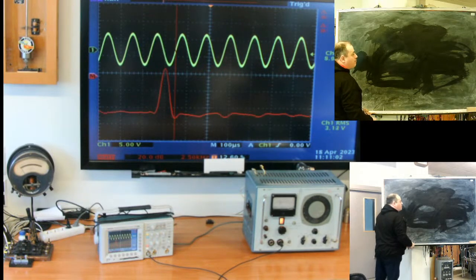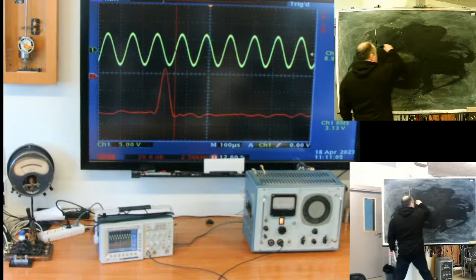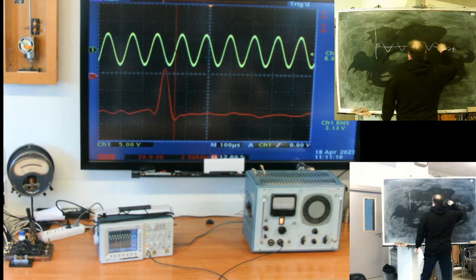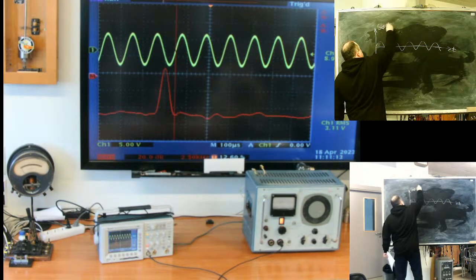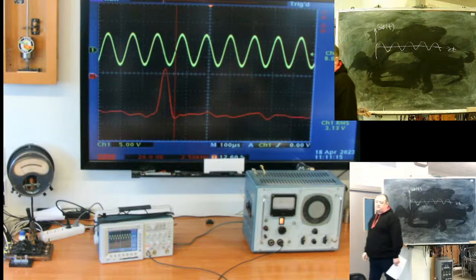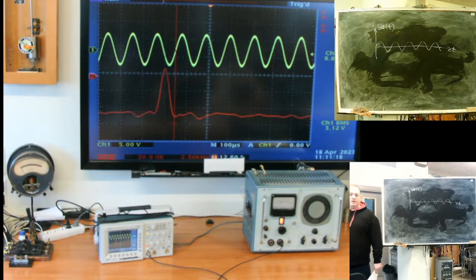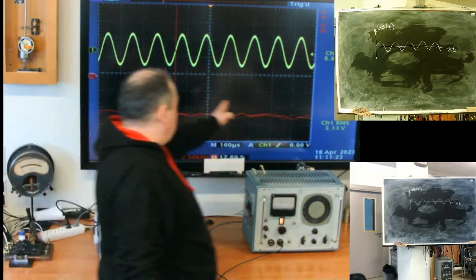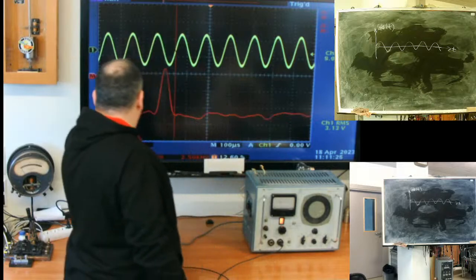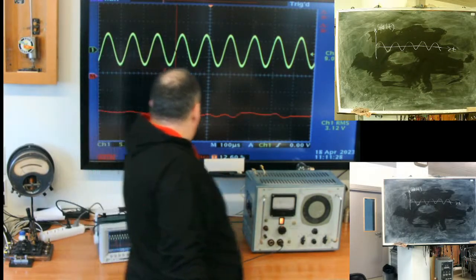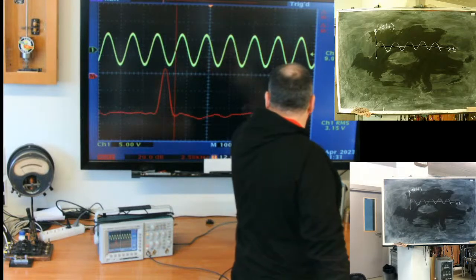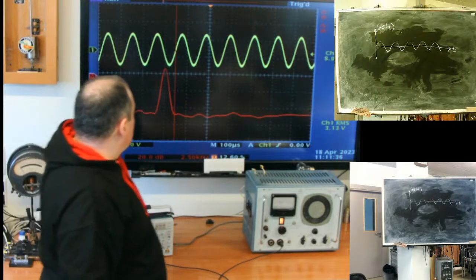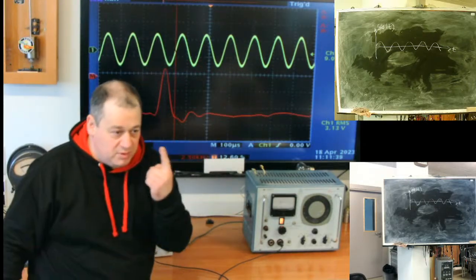But there is a problem. Time is 0 at the start. Can we observe the signal in infinite time? No. Here is the start point and here is the end point. The observation window now is 1 millisecond.